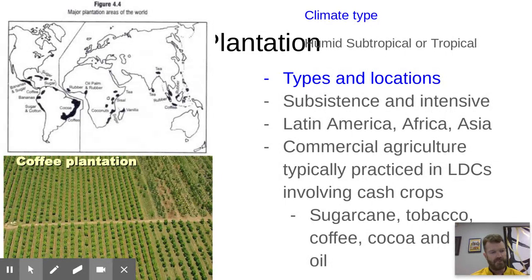You can see on the map there where it takes place. Okay, in spots around the world, and a lot of those places were formerly colonized by the Europeans.